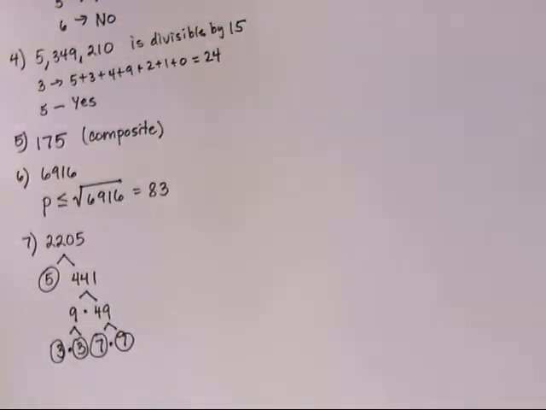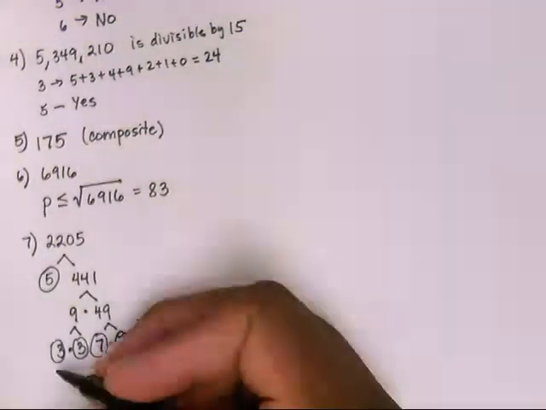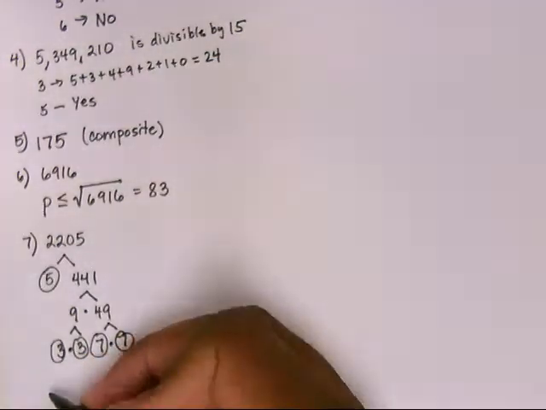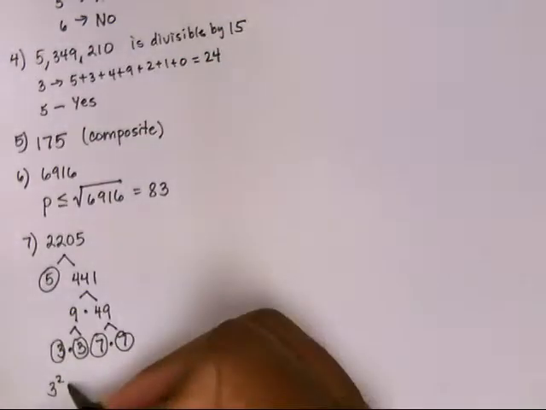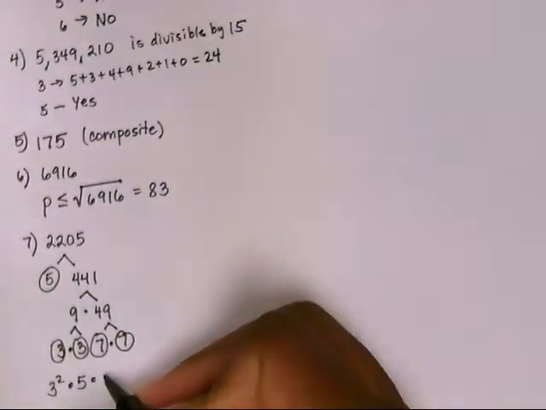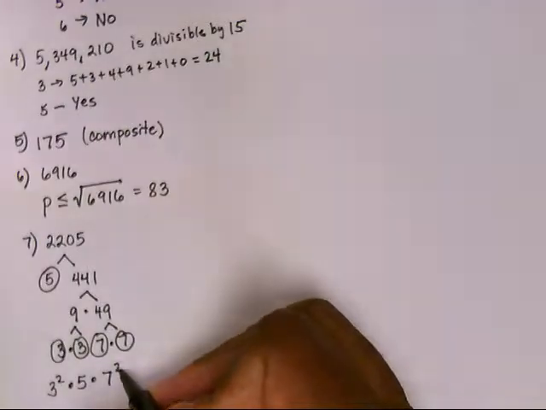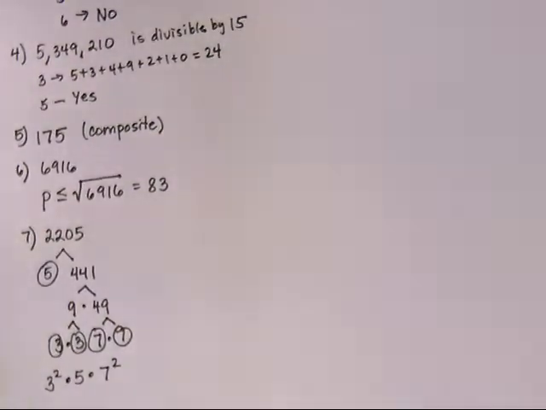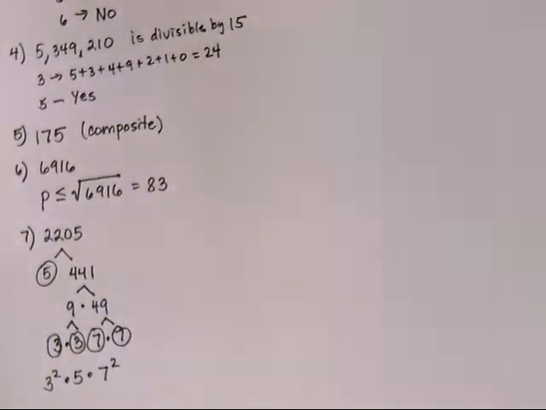Now, the prime factorization, now these numbers don't necessarily have to be in any particular order. Here, 3 times 3, that'd be 3 squared, times the 5, times 7 times 7, that's 7 to the second. So this represents the prime factorization of 2,205. 3 squared times 7 squared times 5.